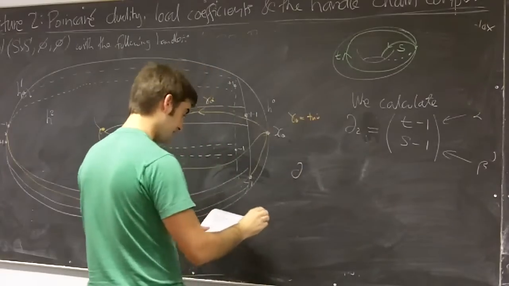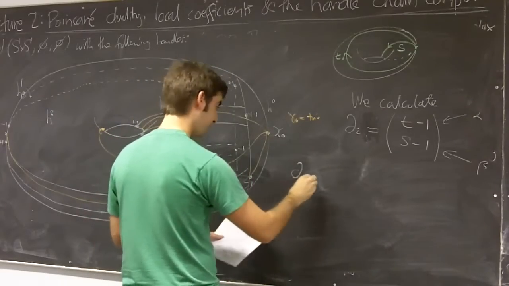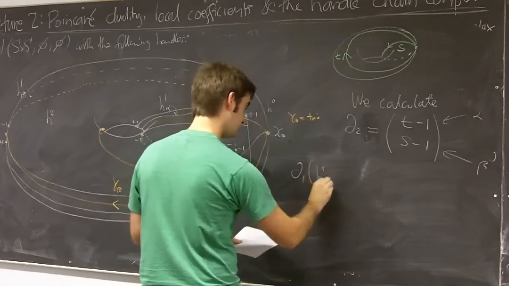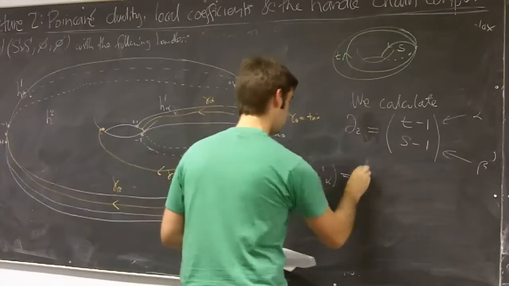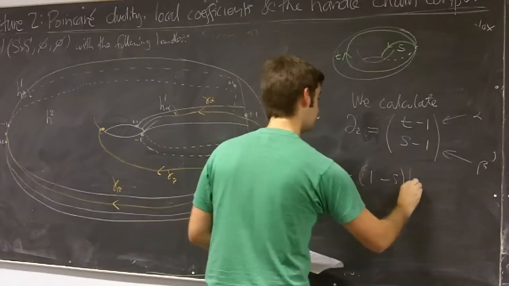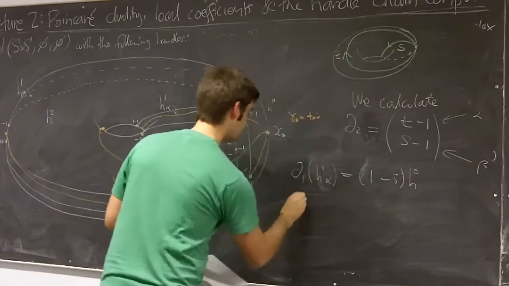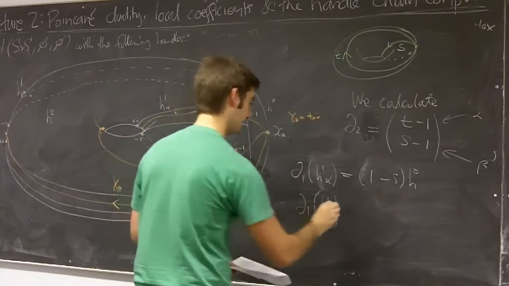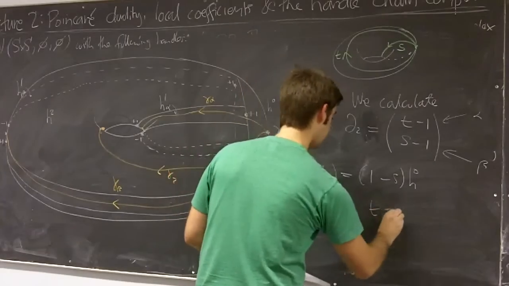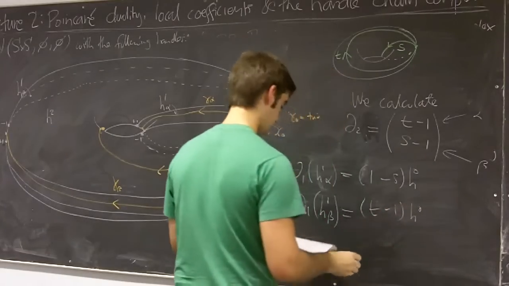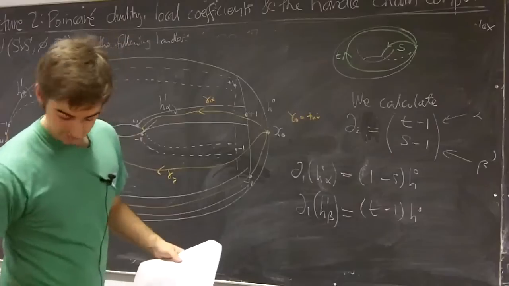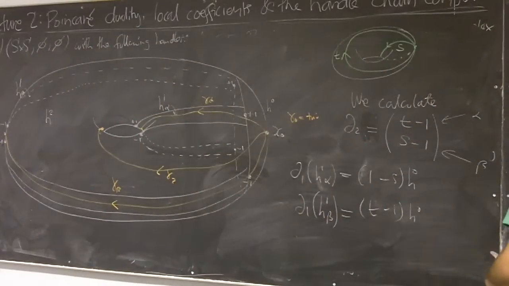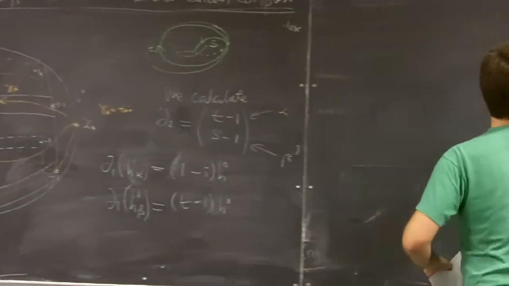Then, by the same reasoning, delta 1 of H1 alpha is 1 minus S, generator H0. And if we apply delta 1 to the beta 1 handle, we get T - 1, lots of H0. So let's just put this all together and see what we get.